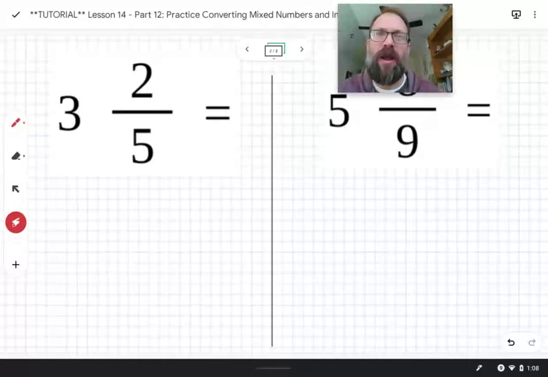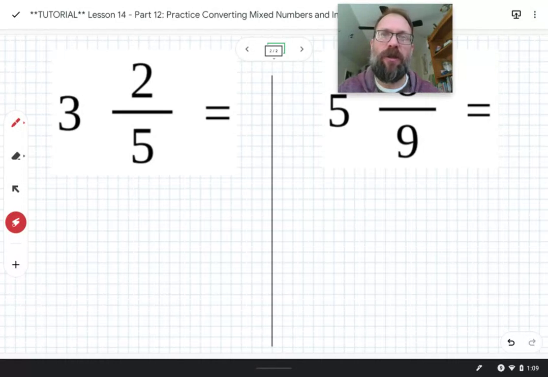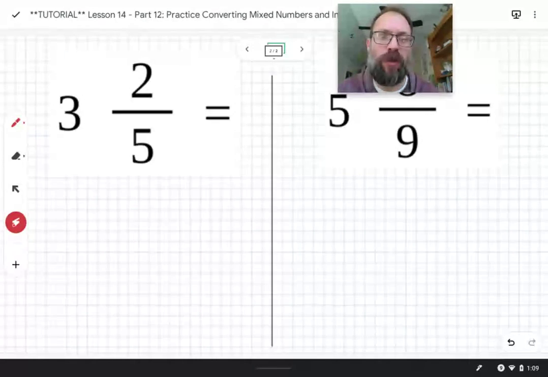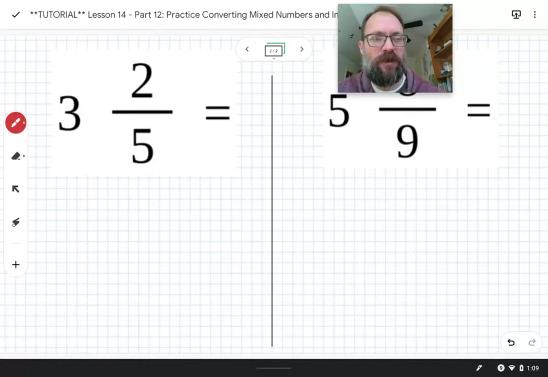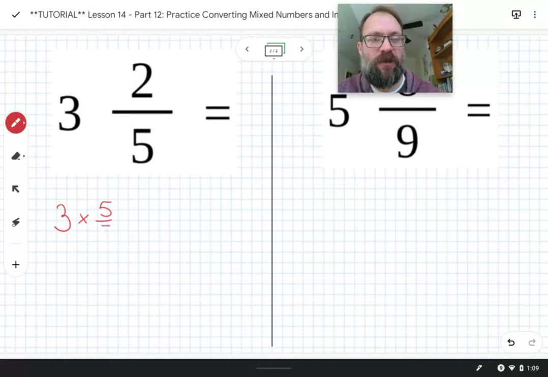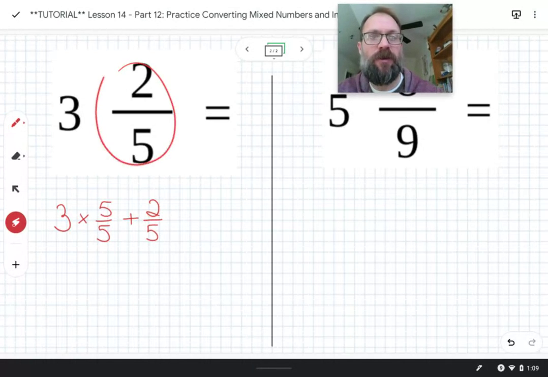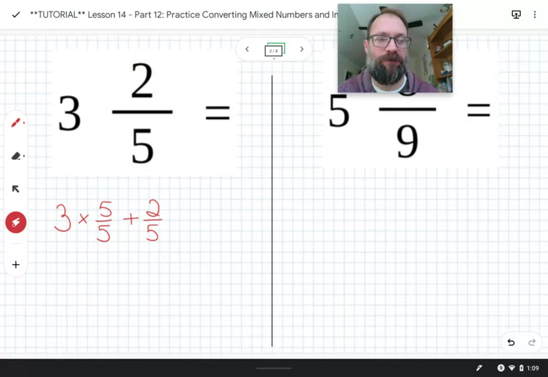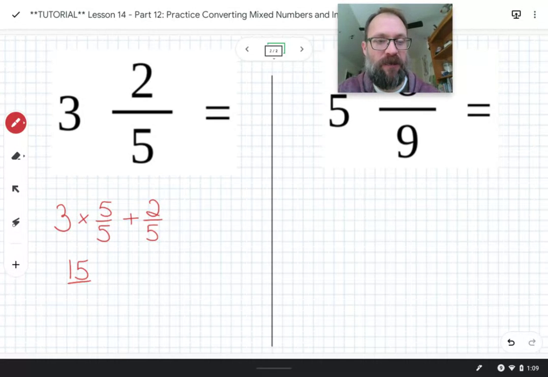So let's figure out how many 5/5 are in 3. To do that, we're going to multiply. So our first step is to multiply 3 times 5/5. And then we're going to add to that the 2/5 that are left over here in the fractional part of our mixed number. All right, so 3 times 5/5, well, that's 15/5. And then we're going to add to that the 2/5 that are left over.